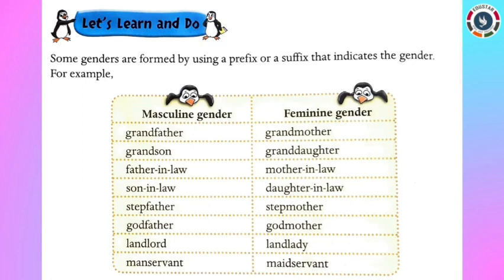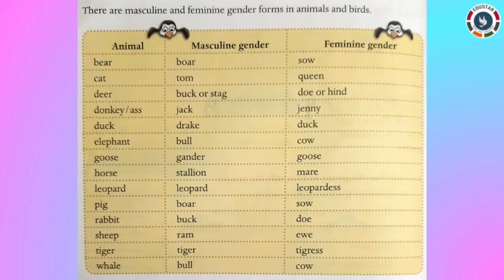There are some other words on page 34 also. Go through them and study them. Take page 36. Here, there are masculine and feminine gender forms in animals and birds. In this tabular column, we have the general names of animals and birds, and then their masculine and feminine gender. Go through the tabular column and memorize the words.